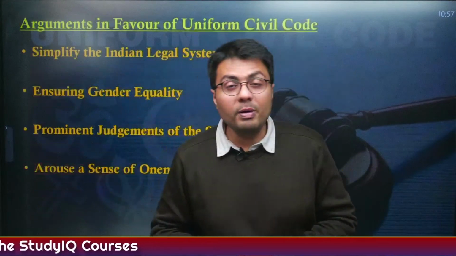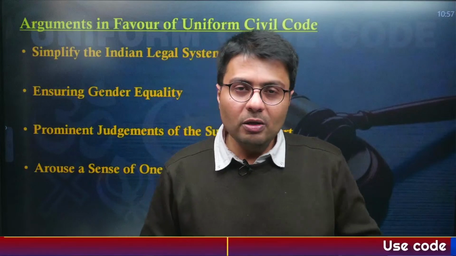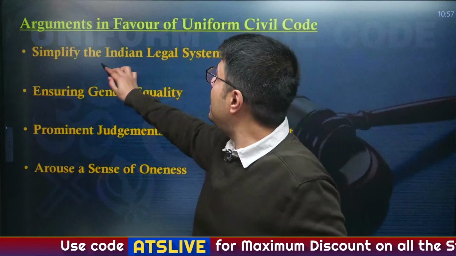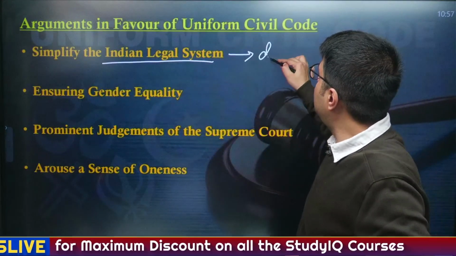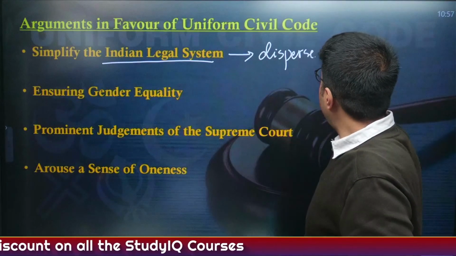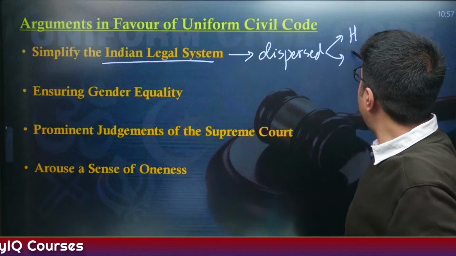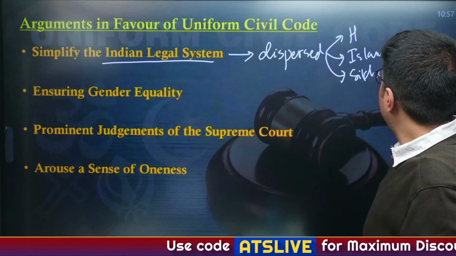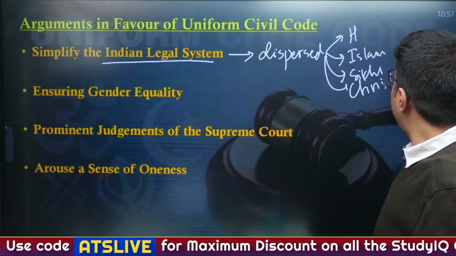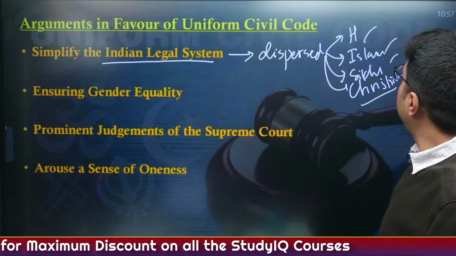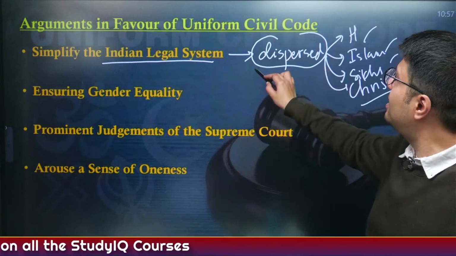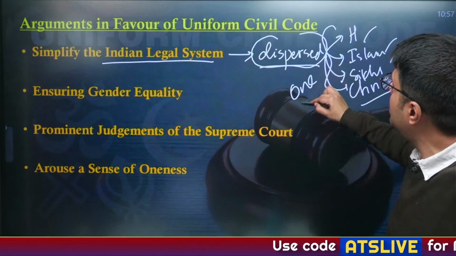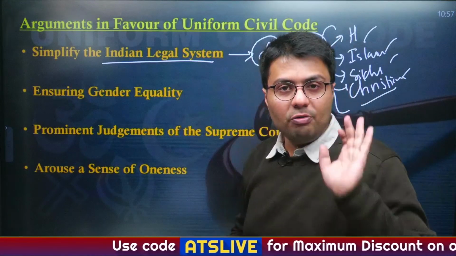Now, what are the arguments that warrant the government to bring the Uniform Civil Code now? There are many arguments. First is that it will simplify the Indian legal system. As I told you, the current one is actually dispersed in nature, which means the Hindu communities have one set of laws, people belonging to Islam have another, and so do other communities like Sikhs, Christians, etc. So all these people are following a different set of laws. So the legal system in India is quite dispersed currently, and to unify it into one set of laws is the primary demand why India should enact the Uniform Civil Code.